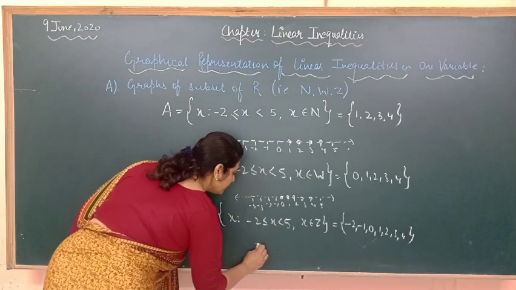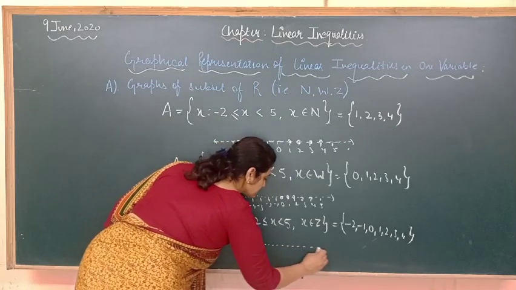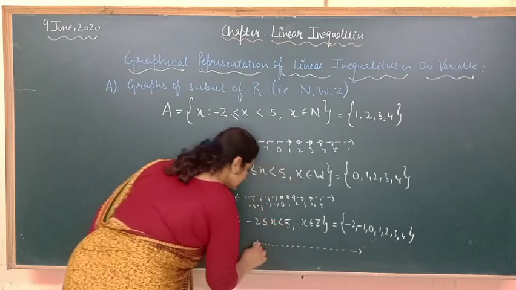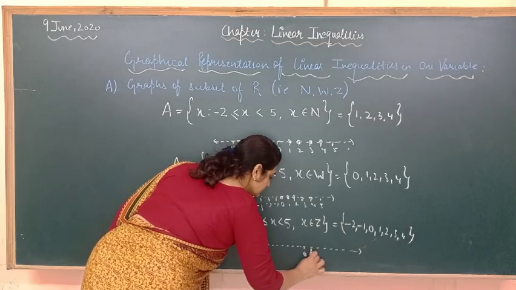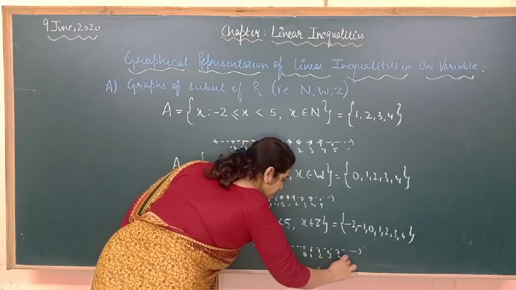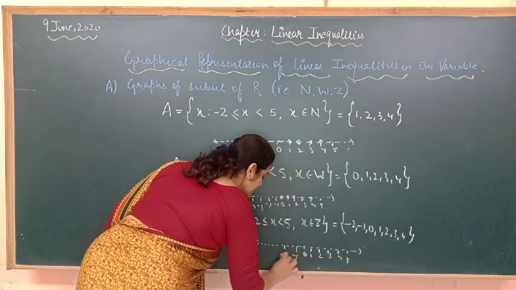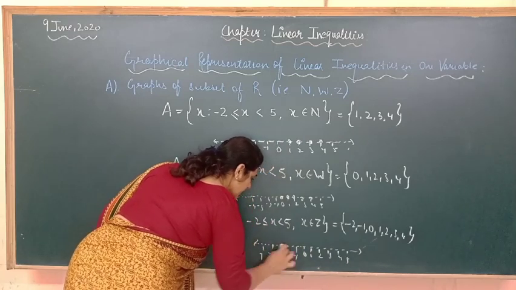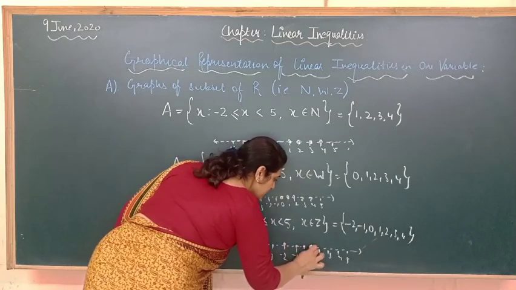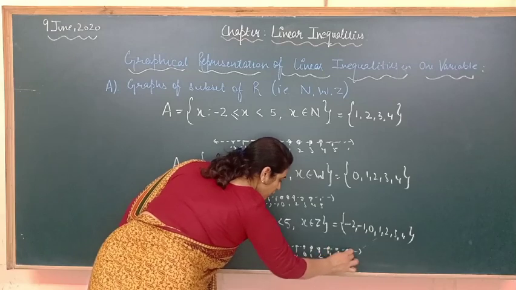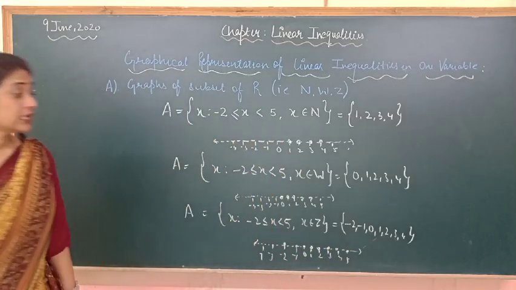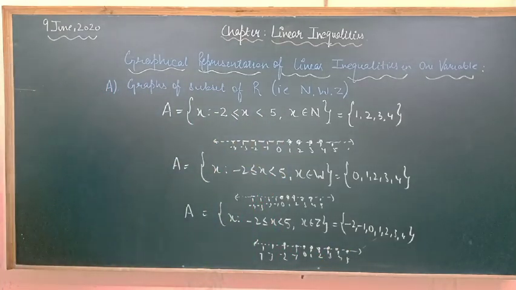And the number line would be minus 2, minus 1, 0, 1, 2, 3, 4, and 5. Clear? This is how we represent the subsets of real numbers on the number line.